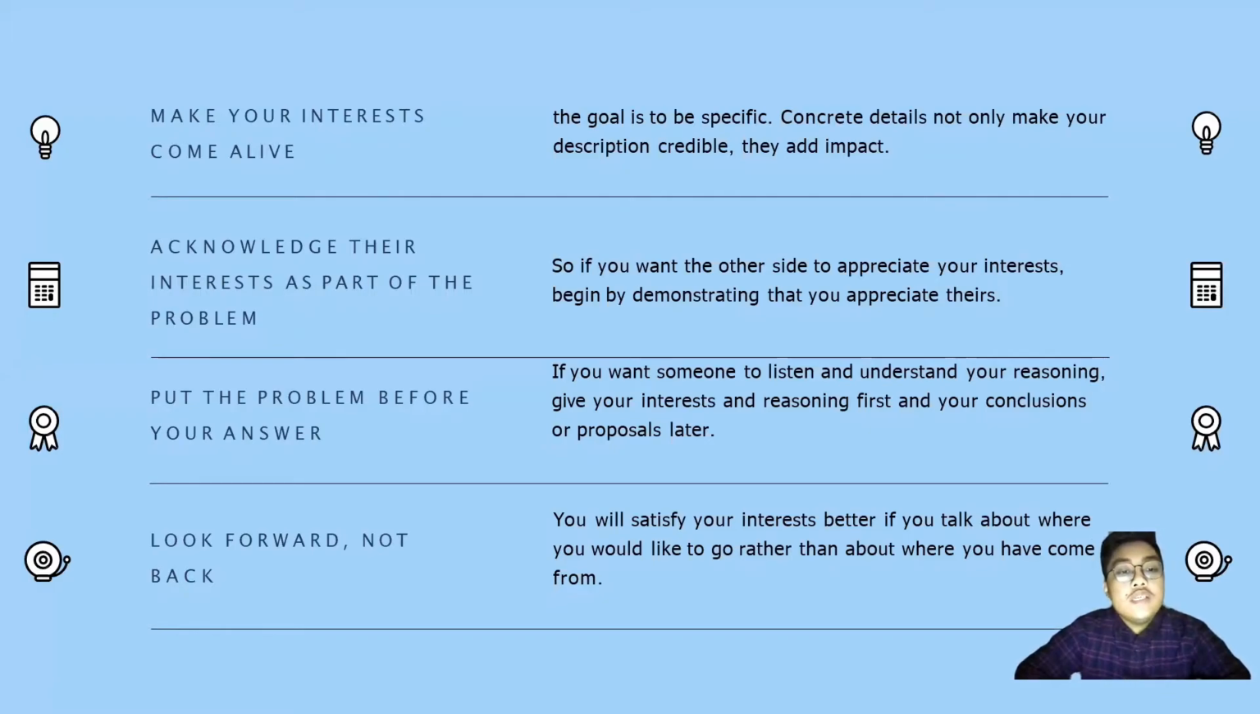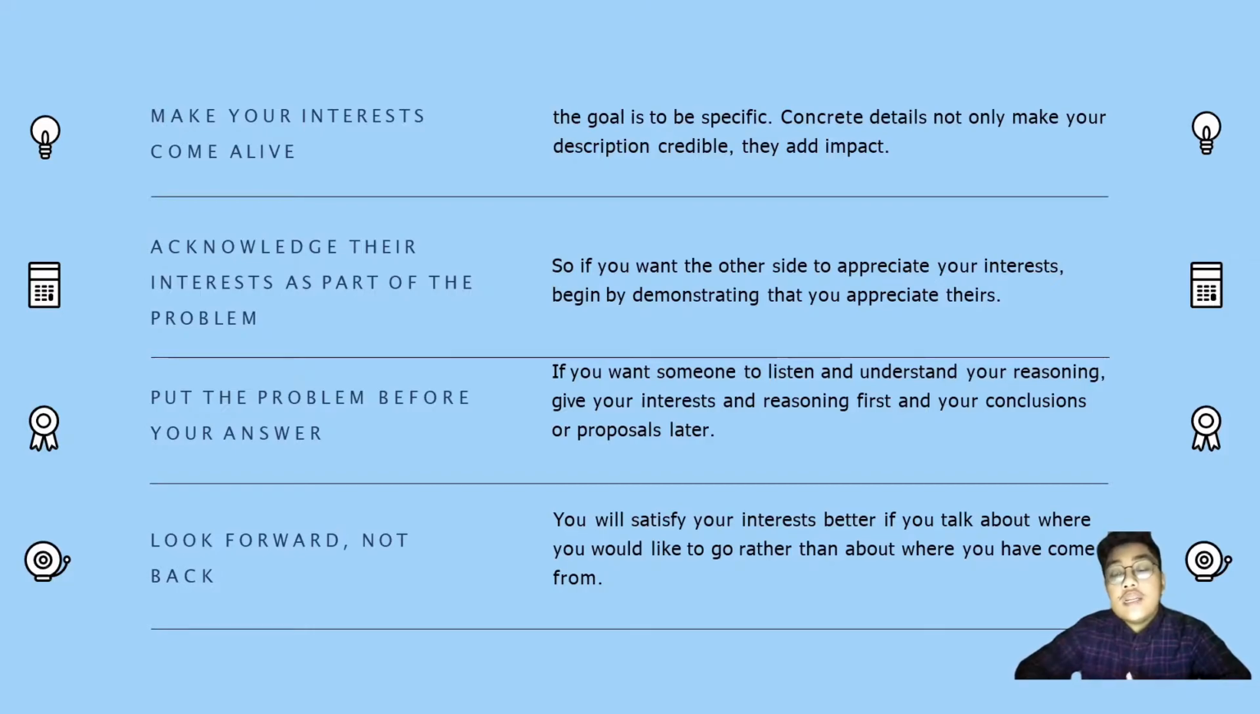The sixth one is acknowledging their interest as a part of the problem. If you want the other side to appreciate your interest, you can begin by demonstrating that you appreciate theirs. People will listen better if they feel like they have understood you and you have understood them. They tend to think that those who understand them are intelligent and sympathetic people whose own opinions may be worth listening to.